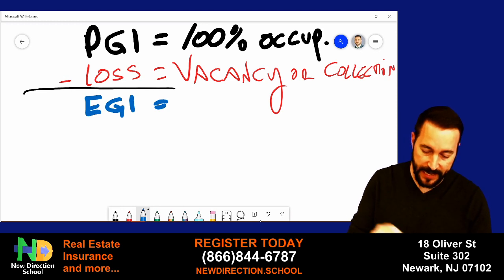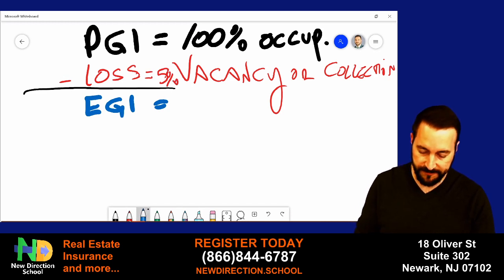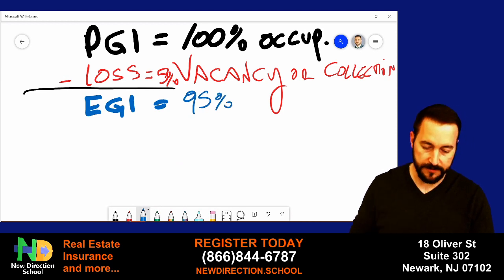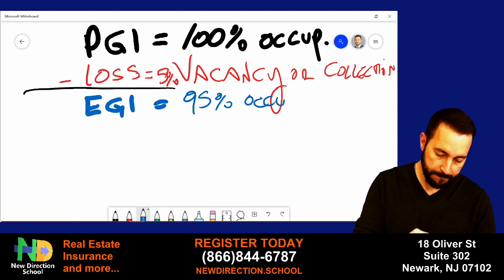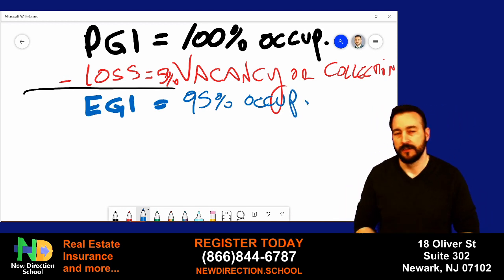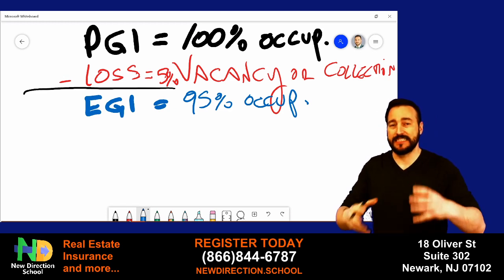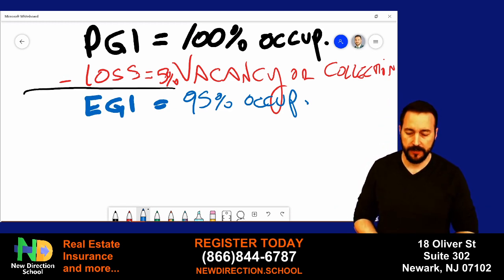So if vacancy was, let's say, a 5% vacancy, then the effective gross income would be 95% occupied, right? And this is the number we need to work with because it's what we can expect to come in, right? So now here comes the other question.